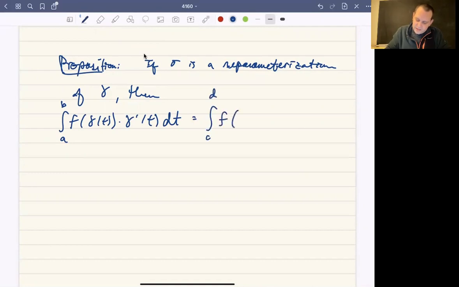In this sense, this is the first step towards talking about path independence. It doesn't matter whether you use the original parameterization or a reparameterization, you'll get the same value if we're talking about the same path. That's the first step that we need.